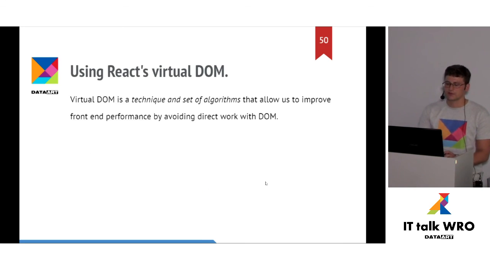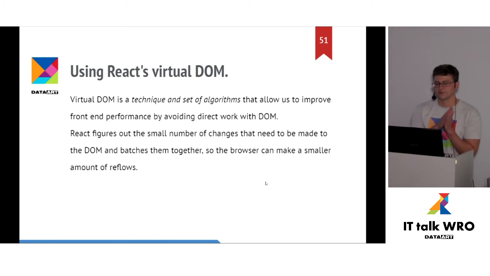So the thing is that React figures out the small number of changes which need to be made to the DOM. So it batches those changes together, and that's why it reduces the amount of reflows. So this technique is called a virtual DOM, and it allows us to improve our front end by avoiding direct work with the DOM. That's the whole thing. Okay.